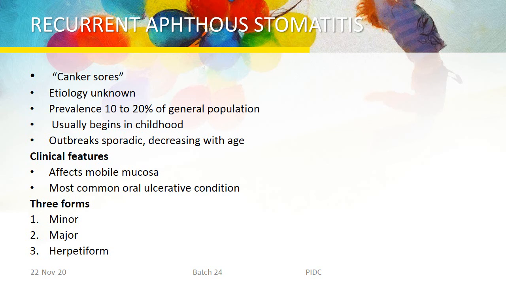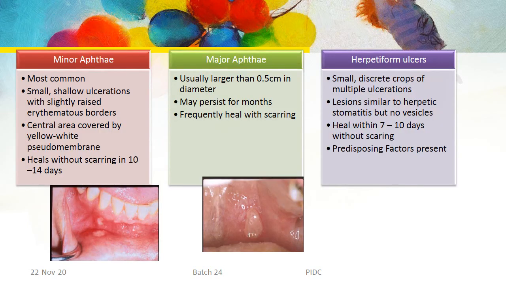Clinical features include that it affects mobile mucosa and is the most common oral ulcerative condition. There are three forms: minor, major, and herpetiform ulcers. The difference between all three, as the name suggests: minor ulcers are the most common, and these are small shallow ulcerations with raised erythematous borders. The central area is covered with a yellow-white pseudomembrane. It heals within 10 to 14 days without scarring.